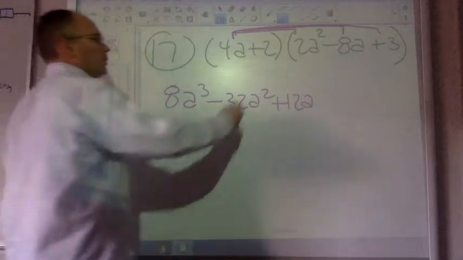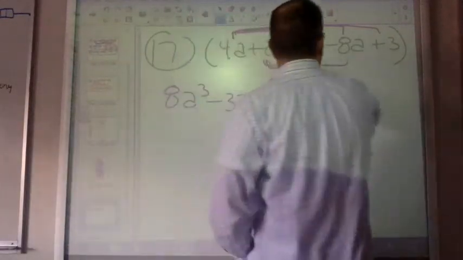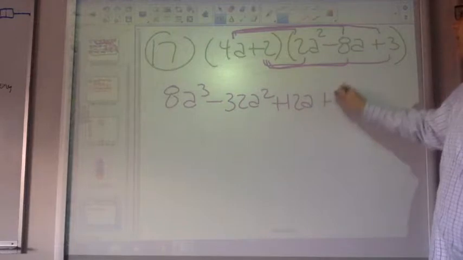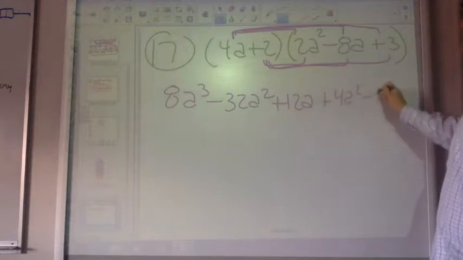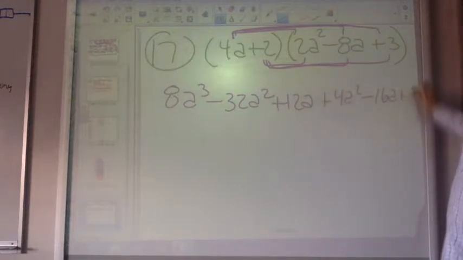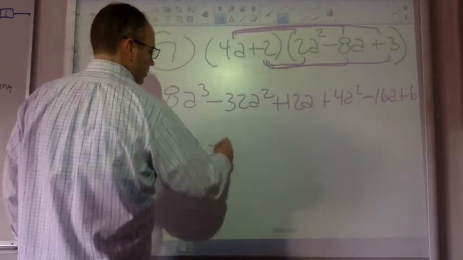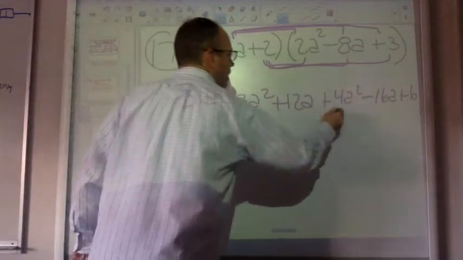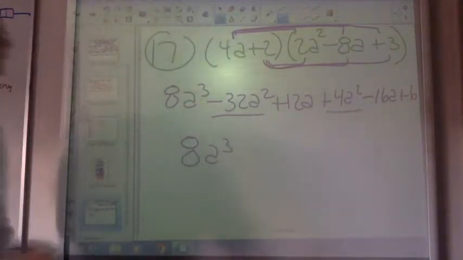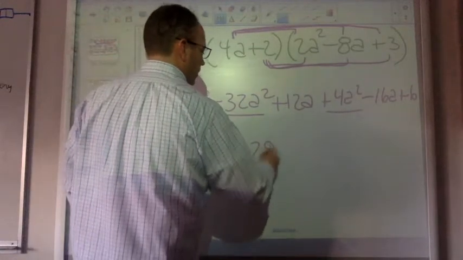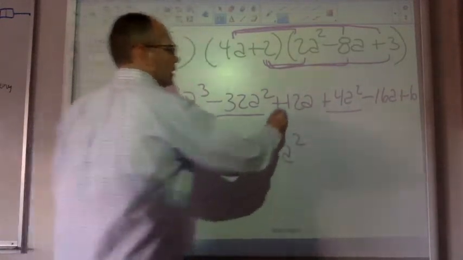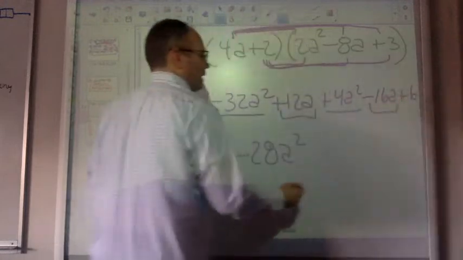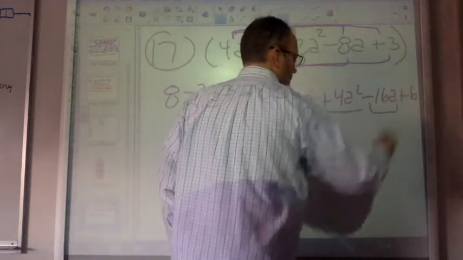And then let's distribute the 2. I think we're going to have a bunch of like terms here. So I have 4a squared minus 16a plus 6. 8a to the third I can't combine with anything else. I can combine those two together, and that gives me negative 28a squared. I can combine these, and that's going to give me negative 4a, and then plus 6.